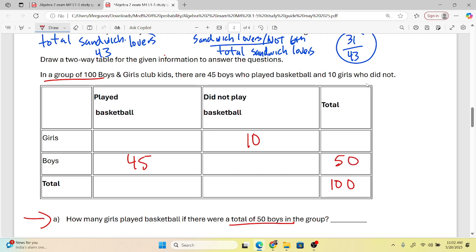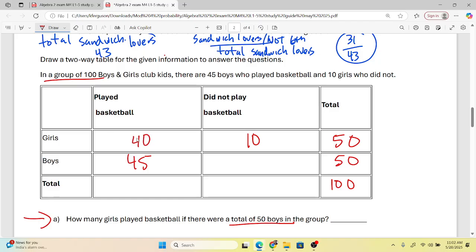That 50 makes it to where I can complete everything now. Because I know that the total, this number plus 50, is going to give me 100. So what's this number? That's 50. I know right here, this number plus 10 gives me 50. So what's that number? That's 40.